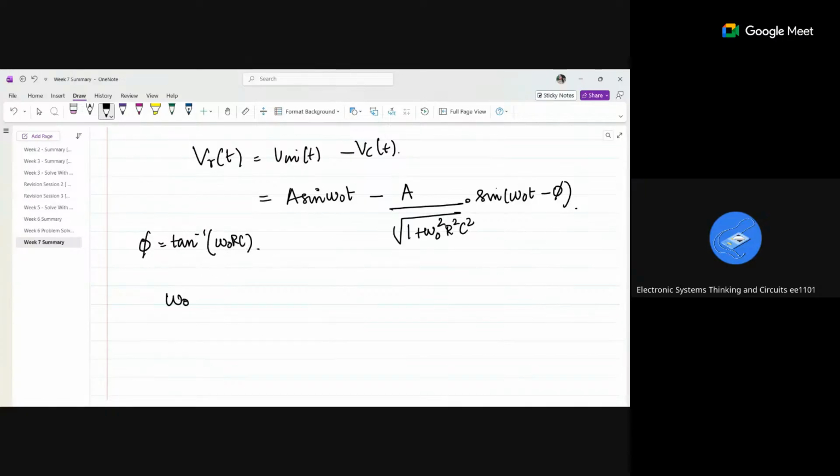Now what happens when omega naught is small? How will Vr of t be? If omega naught is small, then Vin is nearly equal to Vout, so just take the A out. Only the amplitude we will take.